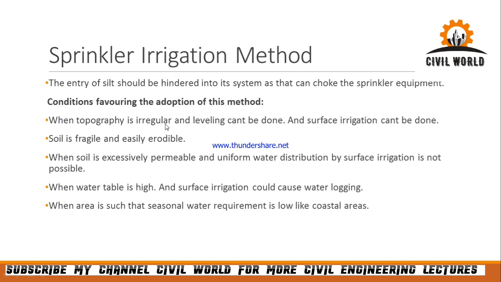When topography is irregular and you cannot level it. आपकी topography या ज़मीन irregular है, you cannot level it, and you cannot provide surface irrigation also, because in surface irrigation you have to do leveling, you have to provide gravity flow, यानी आपने ज़मीन को ऊंची से पस्ती की तरफ लेके जाना है ताकि whole of the irrigation water could be uniformly distributed. If you have got irregular topography, then this method is good.